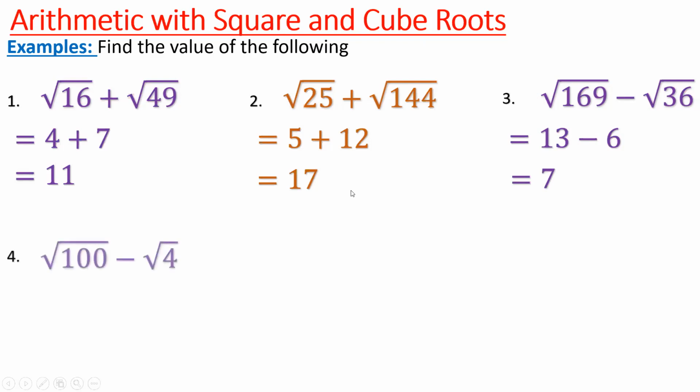So number 4, this one is interesting. We have a subtraction. So what's the square root of 100? 10. Very good. And what's the square root of 4? 2. Good. So we do 10 minus what? 2. Which is what? 8. It's gonna give us 8.